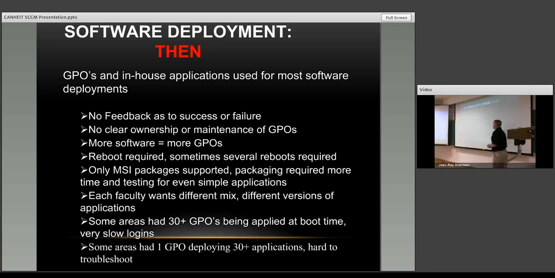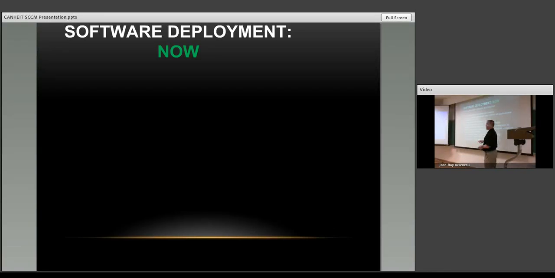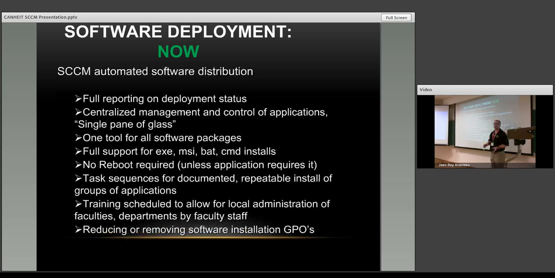So with SCCM, first thing we've got is full reporting on the deployment status. When we push out software, we get a report that says whether it worked or not. Which machines worked, which machines didn't. And when they fail, I can go into an individual report for an individual machine and find out why. There are a lot of third party tools for Configuration Manager, that are free, that allow you to delve really deeply into the clients and why they failed. I really recommend you use these things.